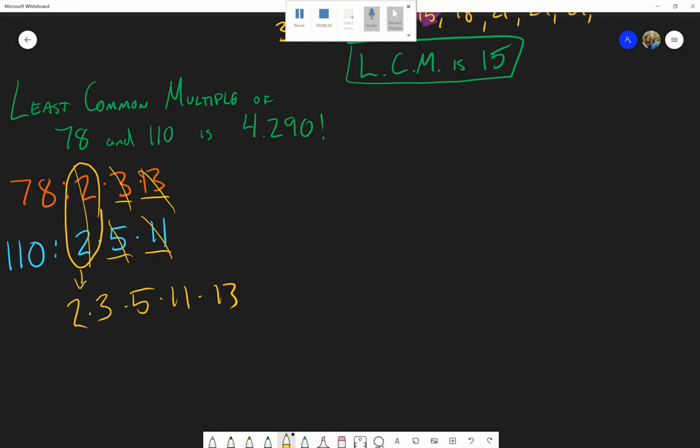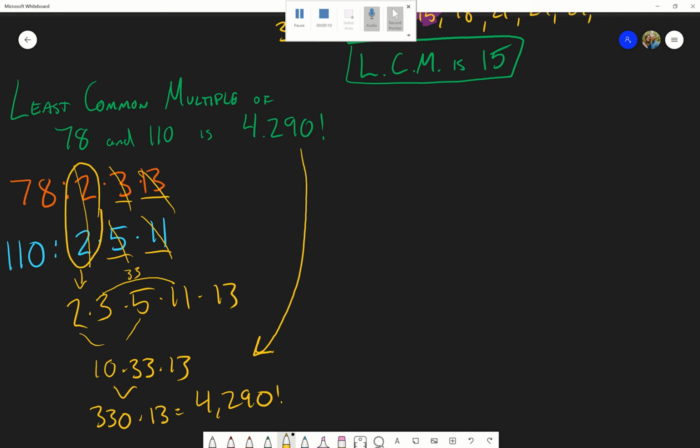All right, let's try and deal with some things that we like. Some easy multiplication. 2 times 5 is 10. Actually, we'll do 3 times 11 is 33. We'll do 10 times 33 times 13. 10 times 33 is 330. And as we all know, 330 times 13 equals 4,290. And the way I know that is because I told you that was my answer from the very beginning. All right. Whew.